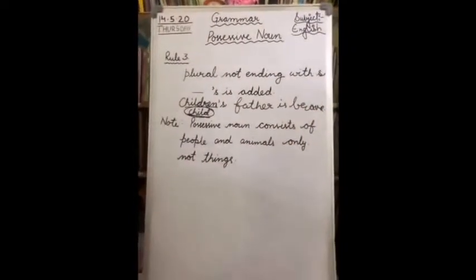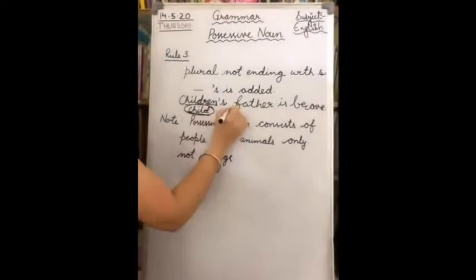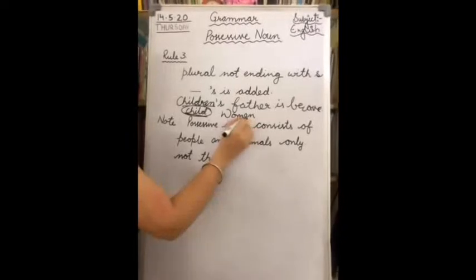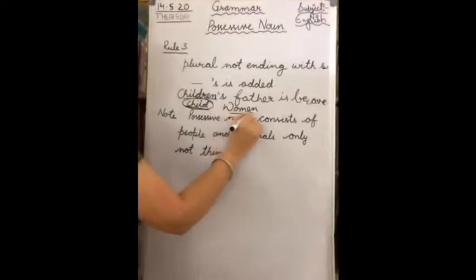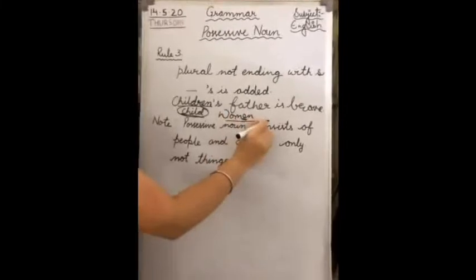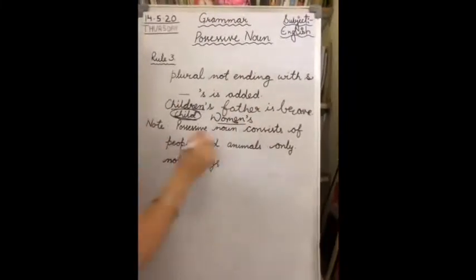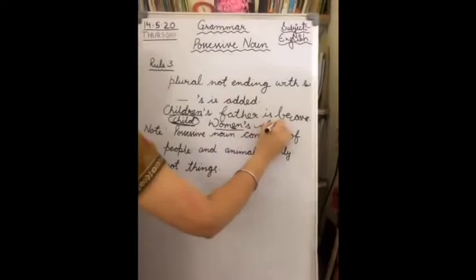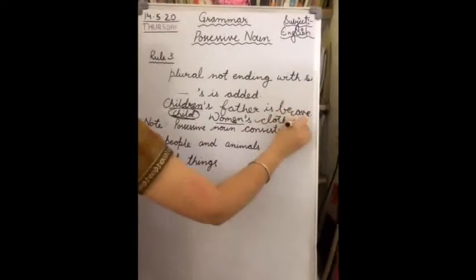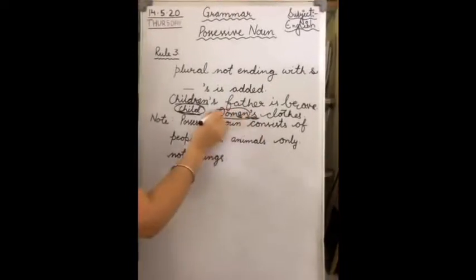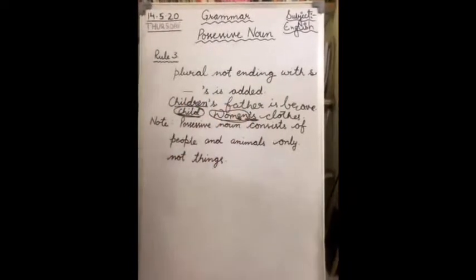Another example here I can give is woman, right? E. I have written E here. It becomes plural. Women apostrophe s. Women's clothes. Right? So apostrophe s is written when the plural is not ending with s.